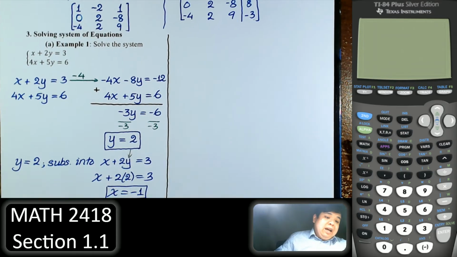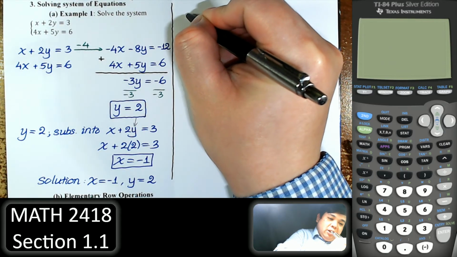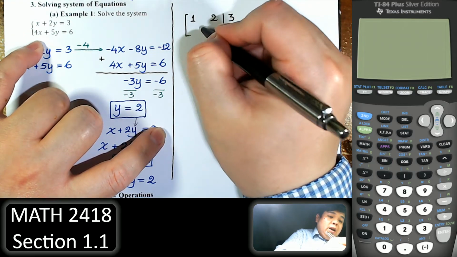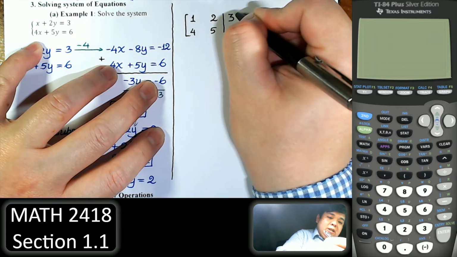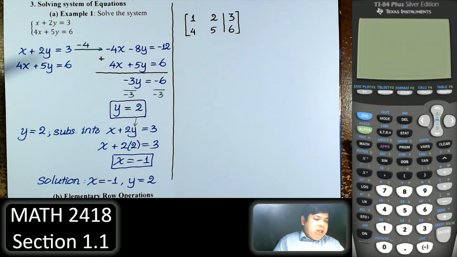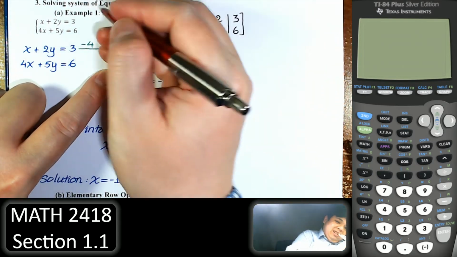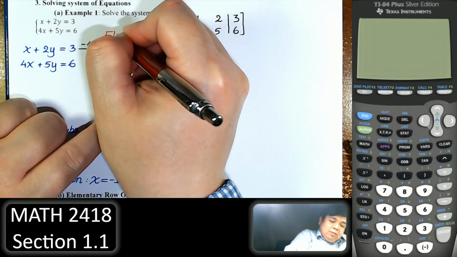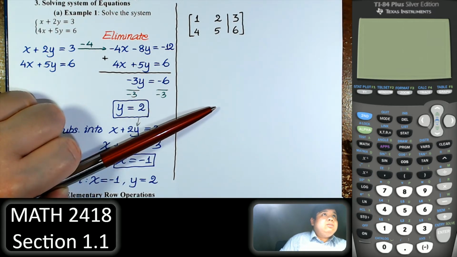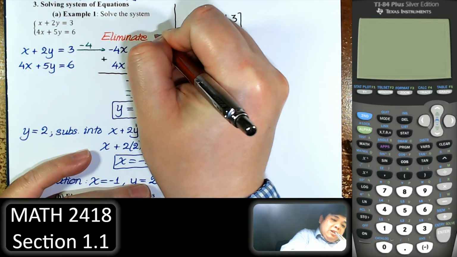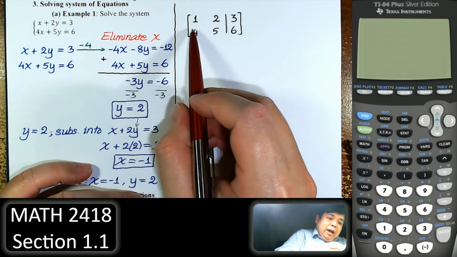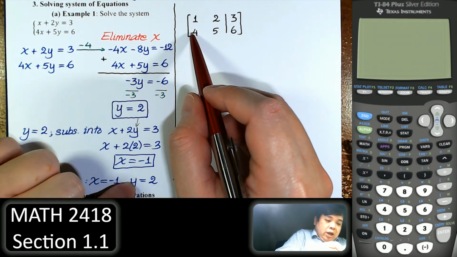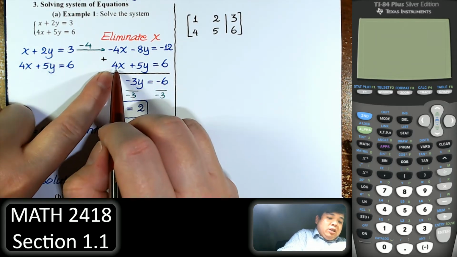All right, first, let's write this as an augmented matrix. So I will write this as an augmented matrix. 1 for x, 2 for y, and 3 for constant. 4 for x, 5 for y, and 6. Right. So what we see here is, of course, first we eliminate x. That means if we eliminate x, we have nothing here, turn that to 0. So we multiply -4 into the first row and then add to the second row and replace it.